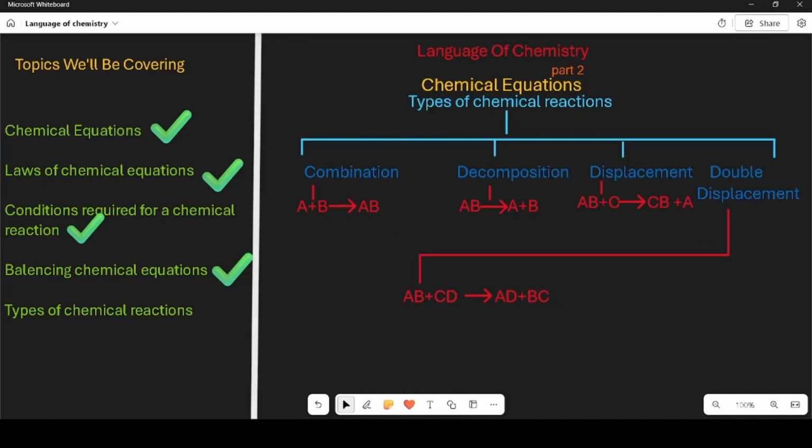Now let's talk about types of chemical reactions. There are 4 types of chemical reactions: combination reactions, decomposition reaction, displacement reaction, and double displacement reaction. Let's talk about each of them.